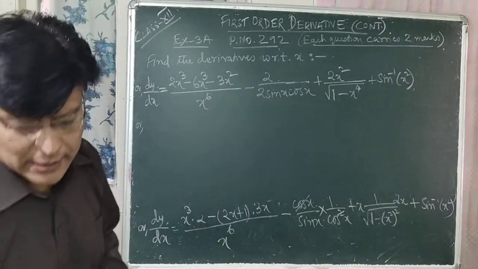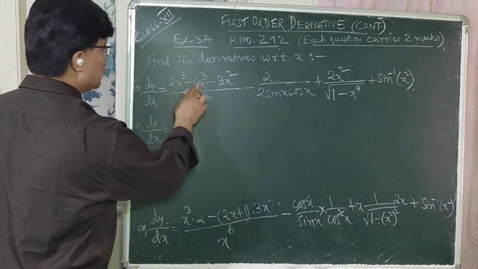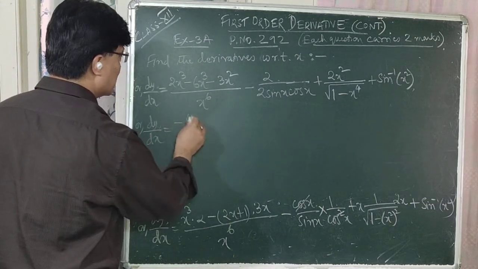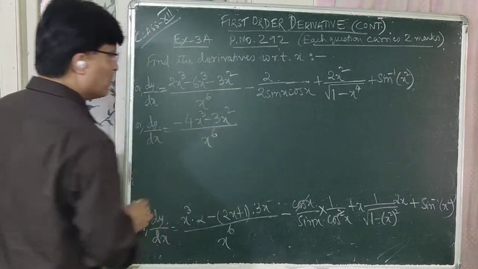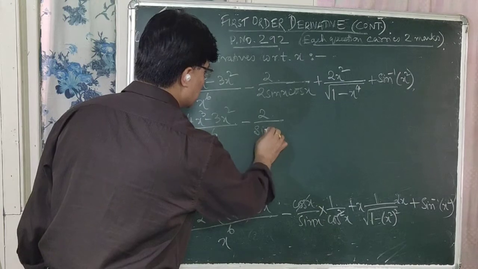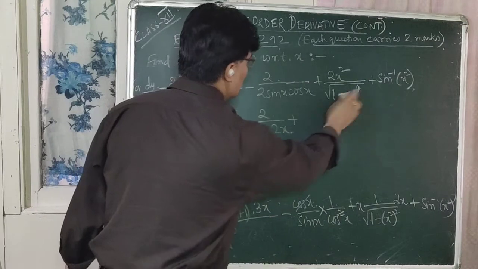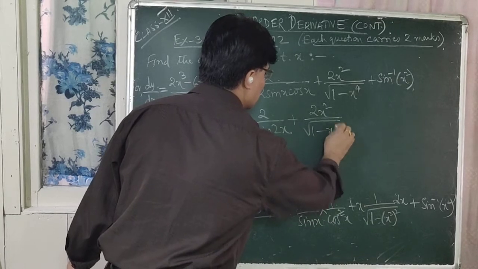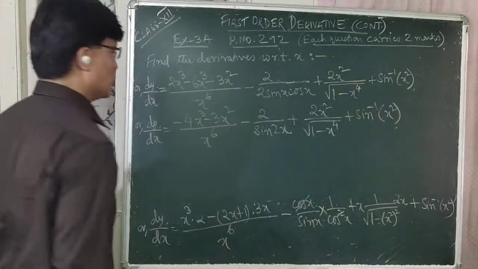So now what is dy by dx? So now dy by dx is equal to, what is 2x cube minus 6x cube? Different sign you have to subtract, and you have to write down the sign of the greater number, that is minus 4x cube minus 3x squared whole divided by x to the power 6 minus 2 divided by, what is 2 sin x cos x? This is sin 2x. You can simplify it further, right? So these two terms remain same, that is 2x squared divided by root under 1 minus x to the power 4 plus, this is your sine inverse x squared, right?